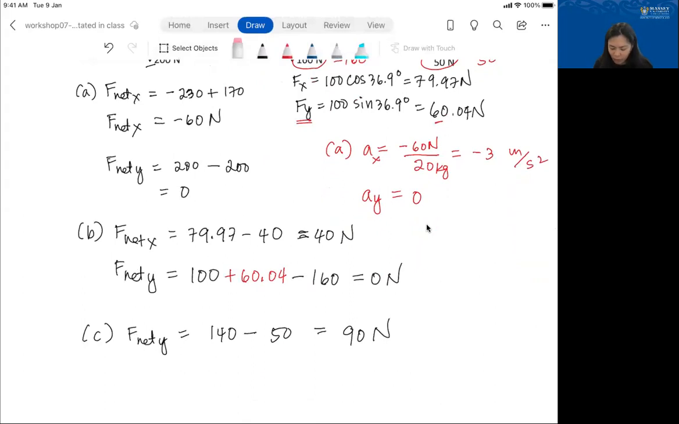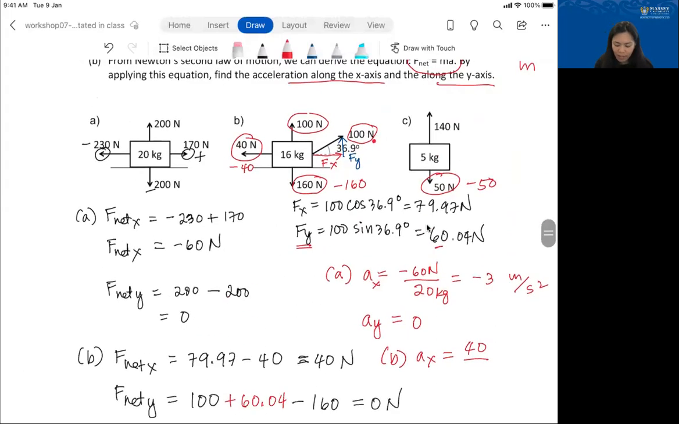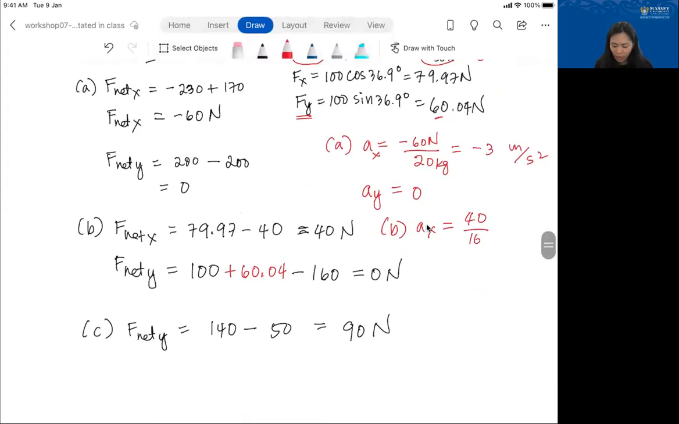For the second question, B, the acceleration along the X will be the net force along the X, which is 40 newtons, divided by the mass of the object, 16 kilograms. That should give you an acceleration of 2.5 meters per second squared. And for the Y component, the net force is 0, so your acceleration would also be 0.